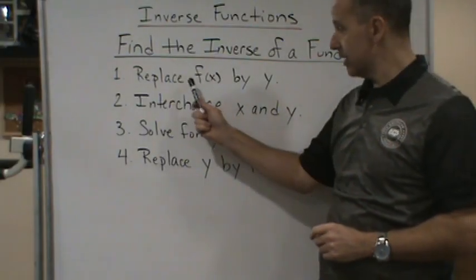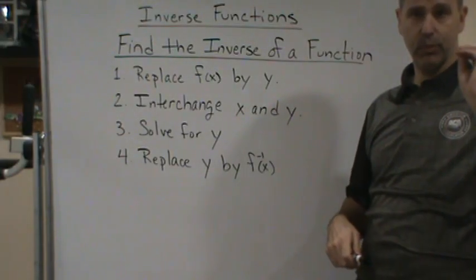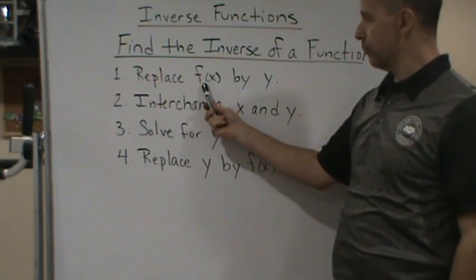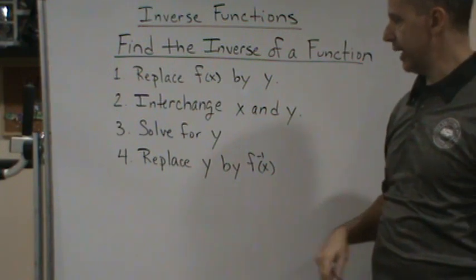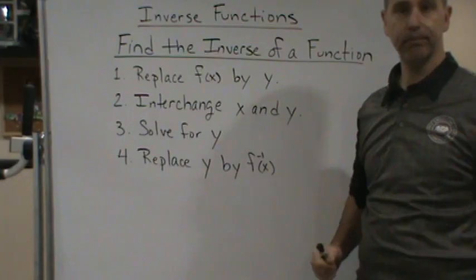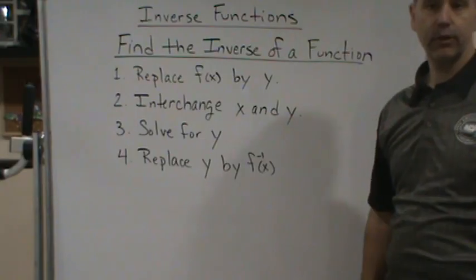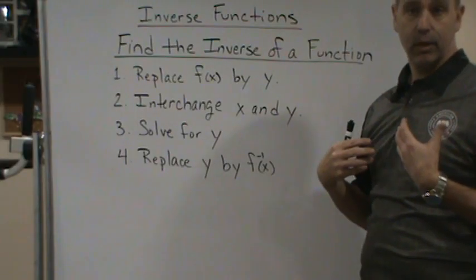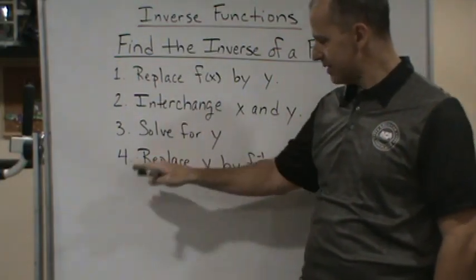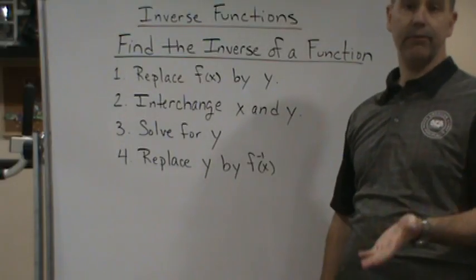So step number 1 is we replace f of x by y. So we want to just have it in x and y form, right? Then, once we do that, step 2 is we interchange x and y in the equation. We're just going to switch them, okay? And then step 3 says, solve the resulting equation for y. And the last step is you take y and replace it by f inverse of x.